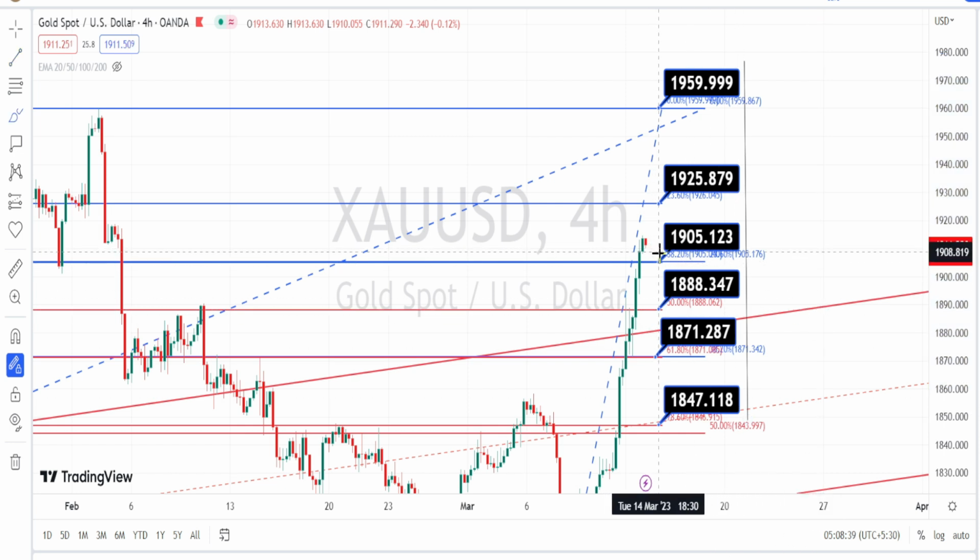Currently, the price action is trading between the support level of 1905 and resistance level of 1925. Once this support level of 1905 is reached, the next level of support is going to be around 1888, 1871 and 1847. And if the price action takes support at the support level of 1905 and bounces back on the bullish side retracement, the next level of resistance is going to be around 1925 and 1959 or 1960.